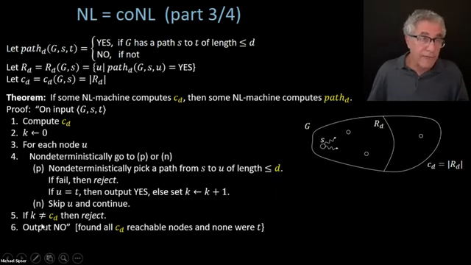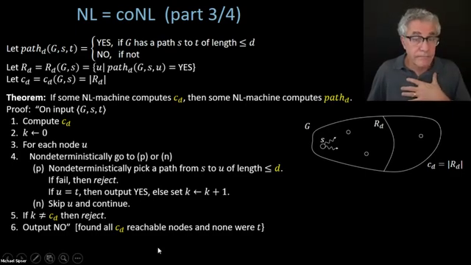Keep a count of the ones that I found. If that count equals C sub D, then I know I found them all. If it's not equal to C sub D, then I've made some bad choice along the way and I can just punt and say, I don't know. And if T was not one of the ones that I've shown to be reachable within D, then I know it's not reachable within D. And so I can say no.